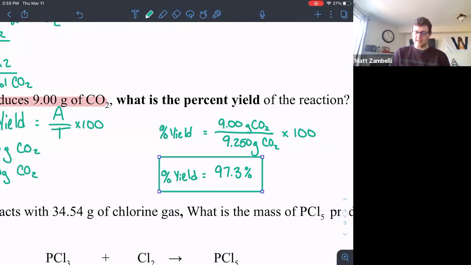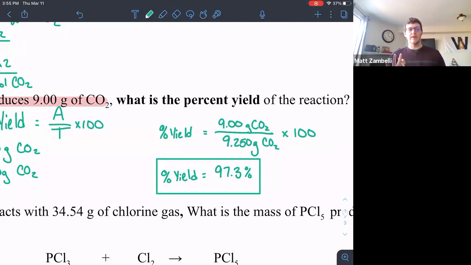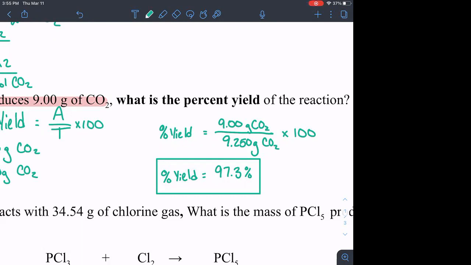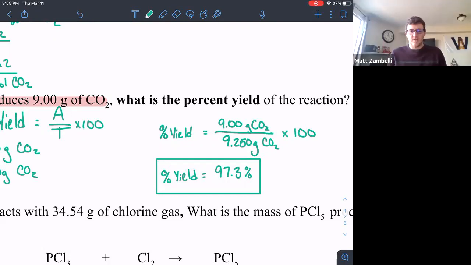Woo! All right. Now let's just talk real quick. That percent yield is 97.3% of what we were supposed to make, we did make. Do we think that is a good percent yield? If you were doing this lab and you came up with that amount of CO2 at the end, do you think that would be considered a good lab? Did you do well? Yes, exactly. You did great. 97.3. That is a wonderful percent yield.